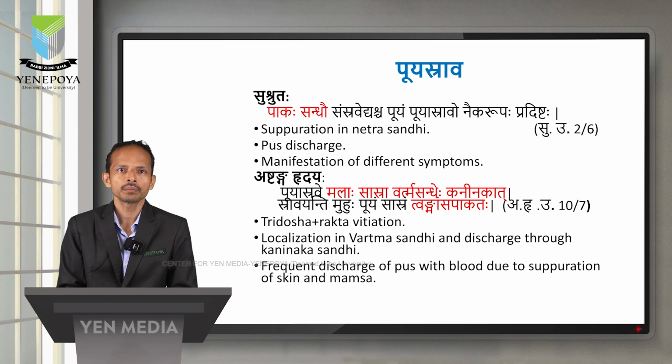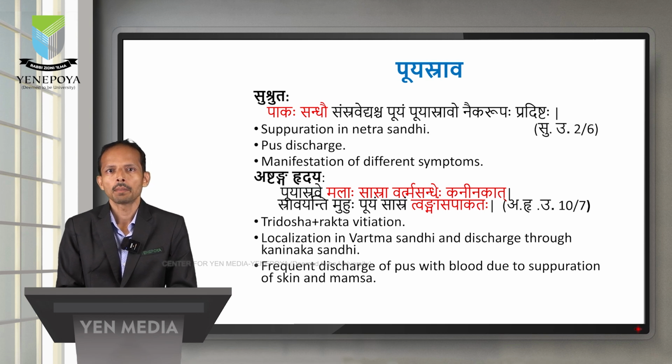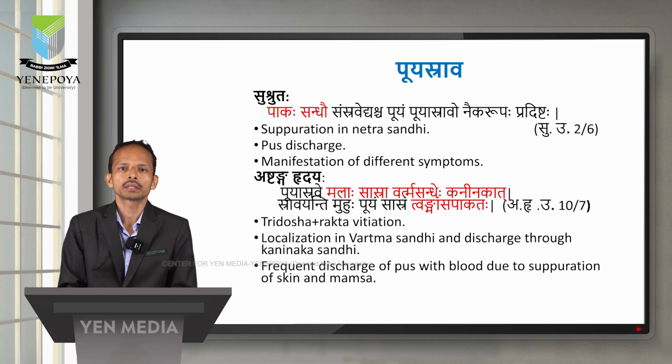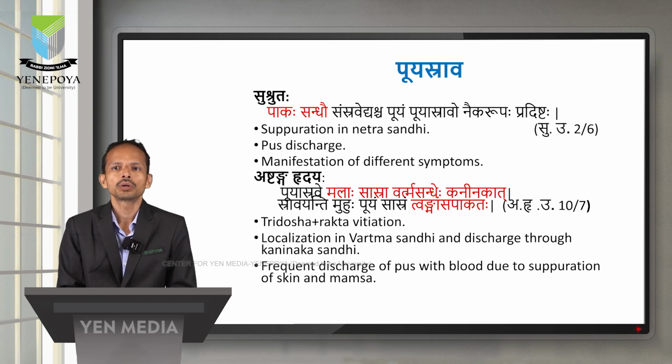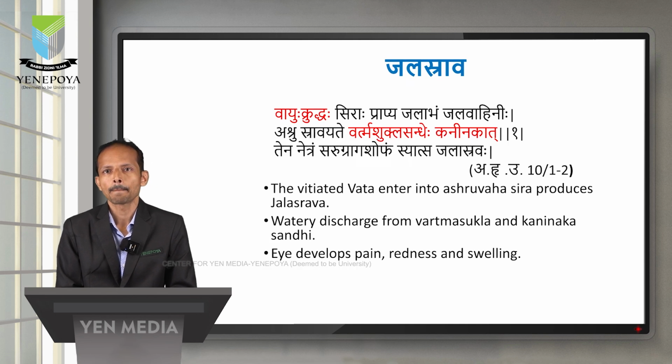As per Ashtangahridayam: Puyasrave Malaha Asram Vartma Sande Kaninakat Sravayanti Muhu Puyam Sa Asram Twang Mamsa Pakataha. Here the doshas are Tridosha, along with the Rakta Dushti. There is a localization in the Vartma Sandhi and it produces a discharge through the Kaninaka Sandhi. So there will be a frequent discharge of blood due to the separation of Twak, Mamsa and Pakata. So discharge of pus along with blood due to the Paka of Twak and Mamsa.